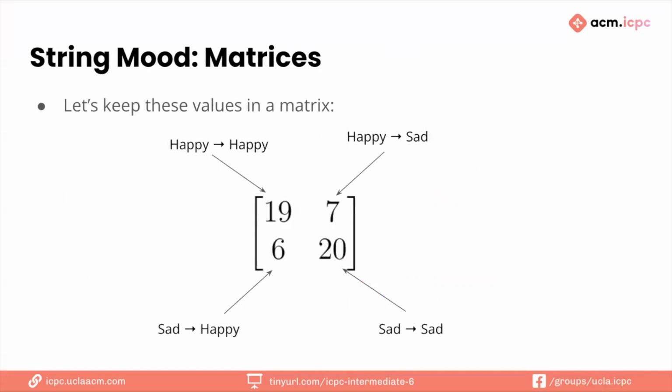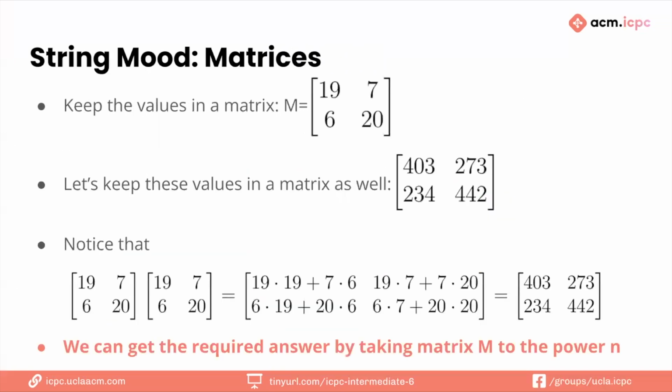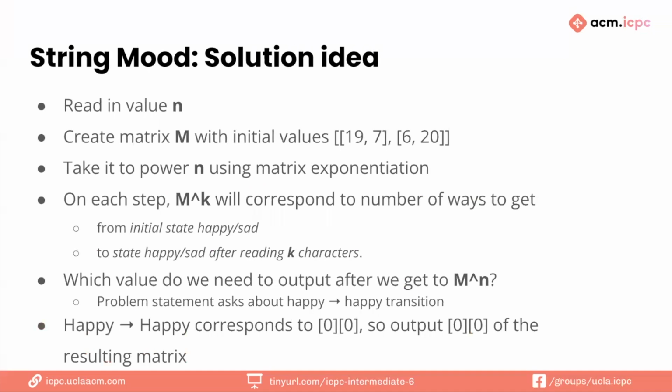Yeah, I guess this slide makes it obvious that basically we need to output the topmost, leftmost entry, entry 0, 0, because that entry corresponded to the happy transition in our original recurrence matrix, and that condition will hold even after we take that matrix to the power of n. So all we do is output the 0, 0 entry. Does anyone have any questions about the solution idea?